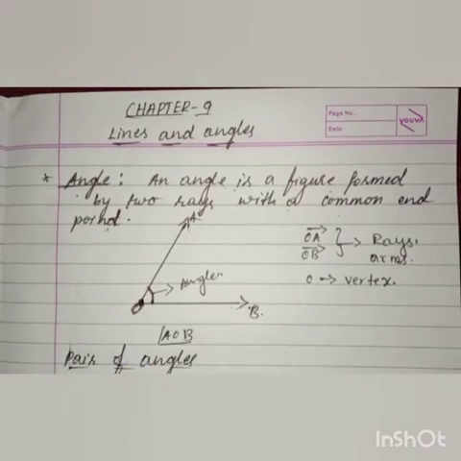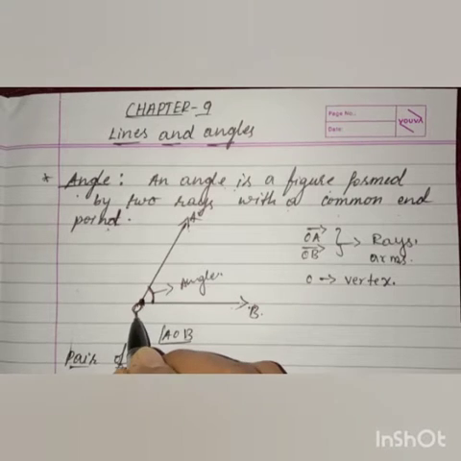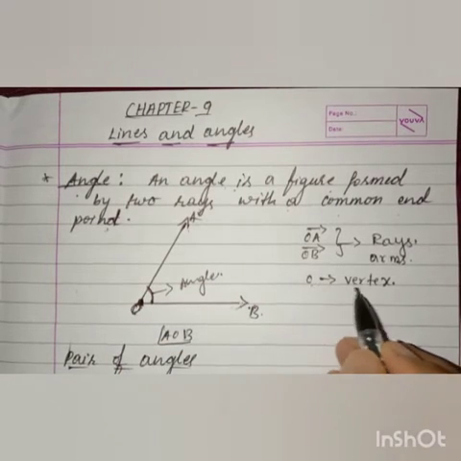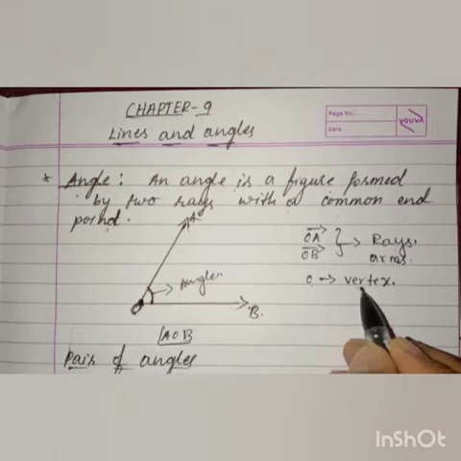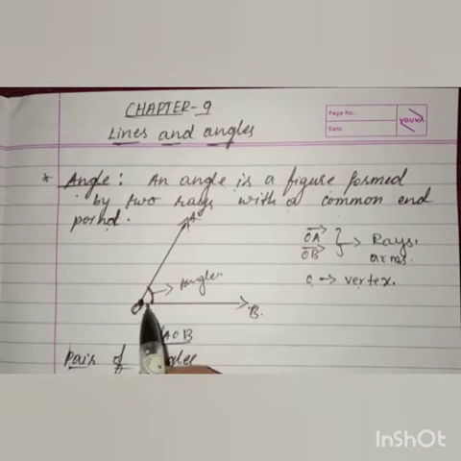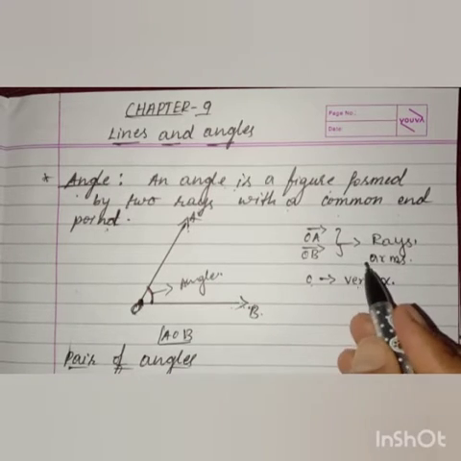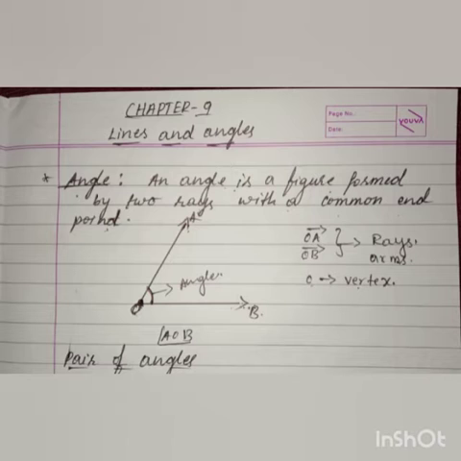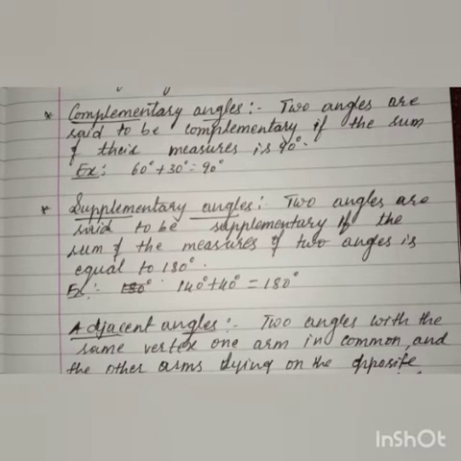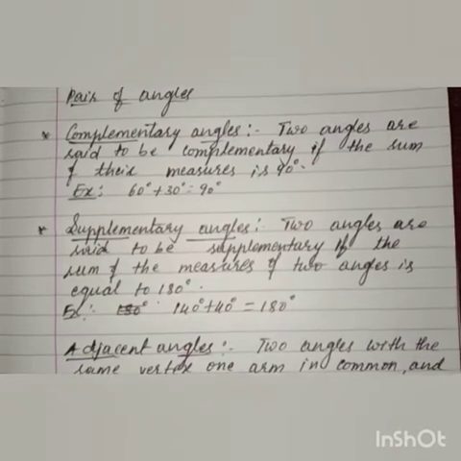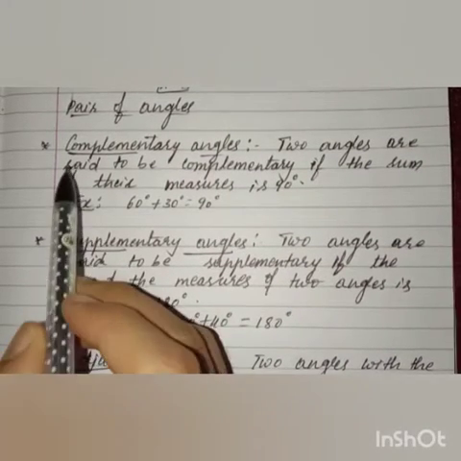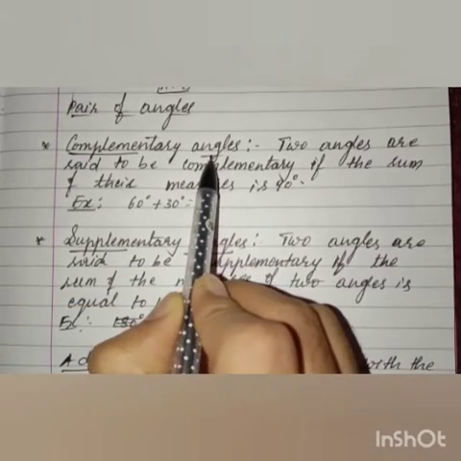The common end point is called the vertex. So O is called the vertex of angle AOB, and OA and OB are called rays or arms, or also we call them sides. Got it, children? So this is about angle. And the next definition is pair of angles. The first one is complementary angles.